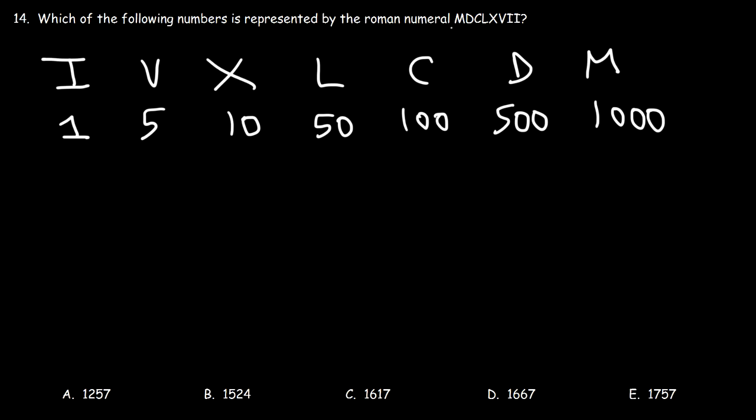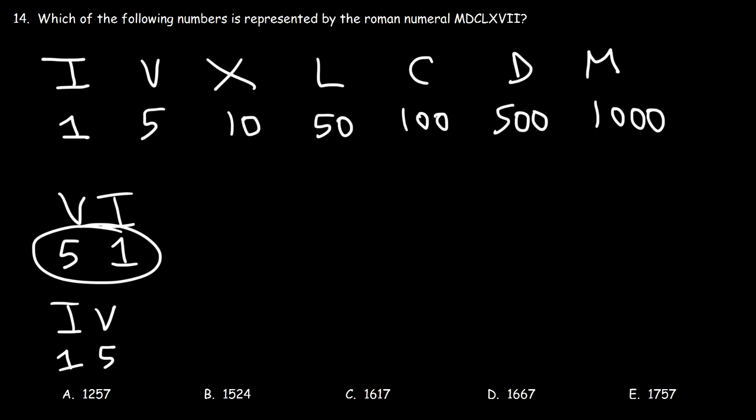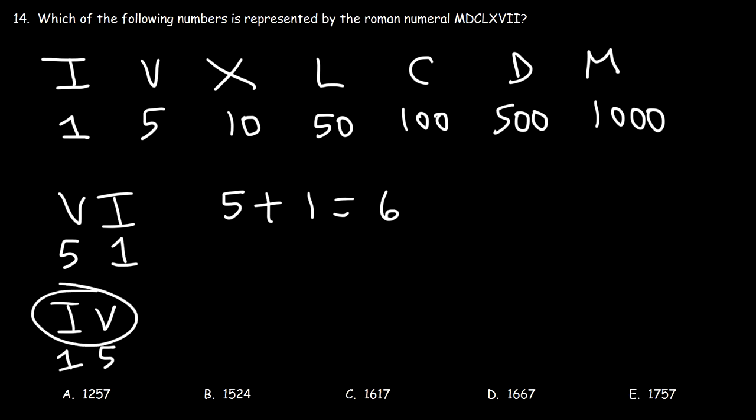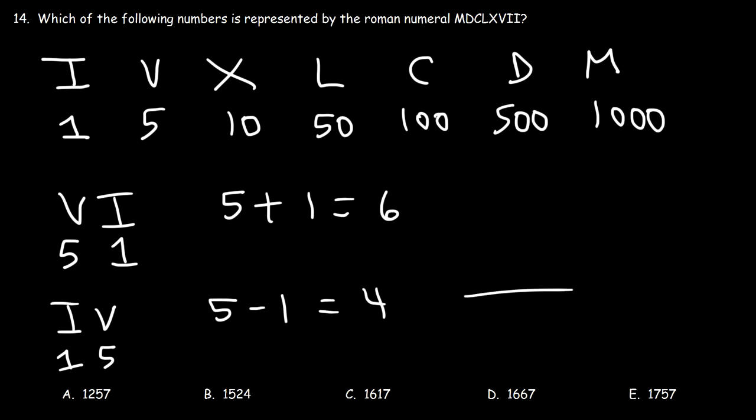Now, before we work on this problem, there are some other things you need to know. What is the value of VI versus IV? Now, VI, V is 5, I is 1. So when the numbers are arranged in descending order, you need to add. So VI is 5 plus 1, which is 6. When it's arranged in ascending order or increasing order, you have to subtract. So IV is really 5 minus 1, which corresponds to 4. So it's the same as writing I 4 times.